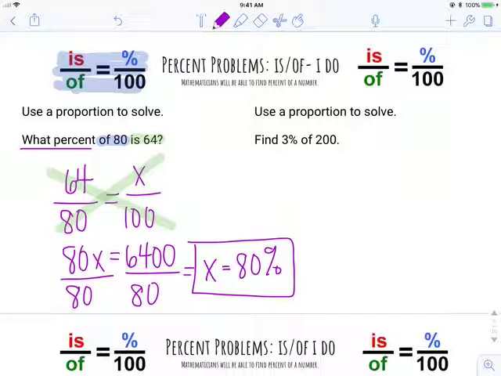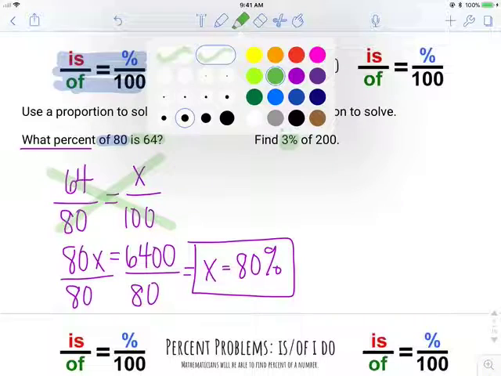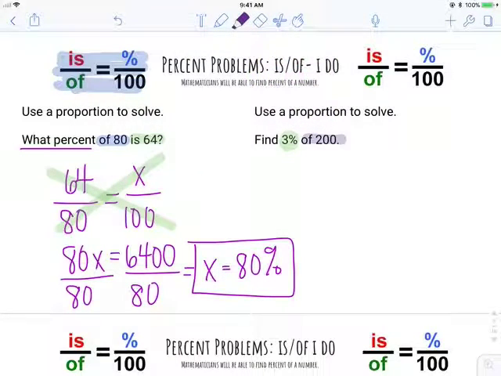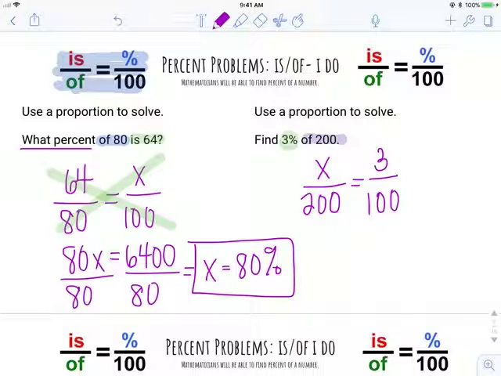In the next one, a little different. It's asking us to find 3% of 200. So this time they haven't given us an is number. So the is number on the left is going to be our x. The of number is of 200, so that goes on the bottom left. And then it gives us the percent, 3%. So we know that 3% is out of 100. So we put 3 on top, 100 on the bottom, and then we do the same process.